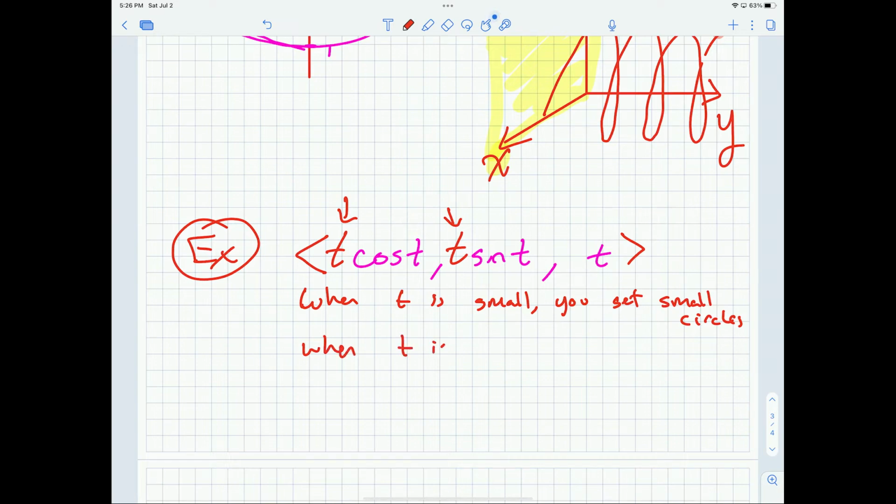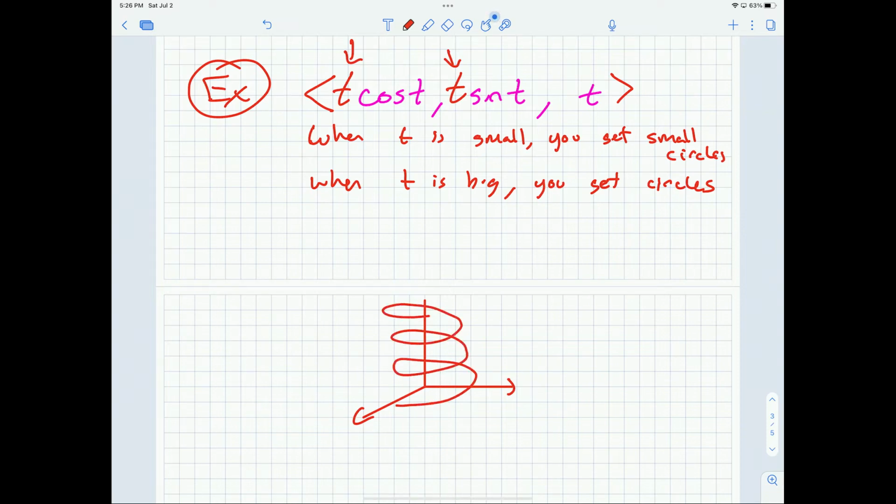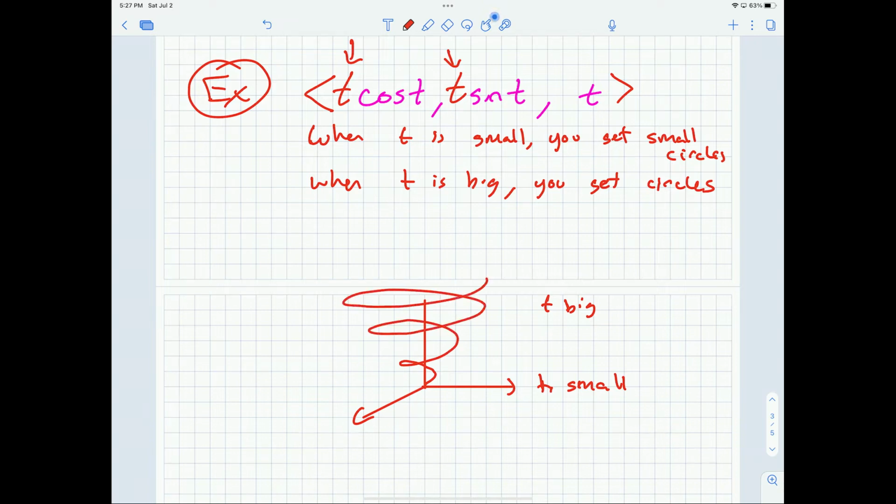When t is big, you get big circles. So what happens with this kind of thing is it's trying to do what we talked about before, but this is as the t values get big. So here t is big, and down at the bottom, t is small. In the picture, it starts out not just small, it starts out as 0. So it's making bigger and bigger circles as it goes up. That's how you get that kind of tornado shape.